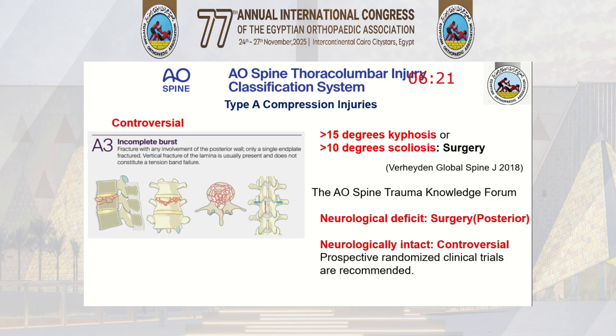So the AO Spine Trauma Knowledge Forum. AO Spine's famous experts gathered and then decided the knowledge. For a neurologically intact one, even though A3, it's maybe posterior surgery. And for neurological deficit, you choose surgery, posterior. Intact one is controversial. Some doctors choose posterior surgery, but some doctors choose conservative.